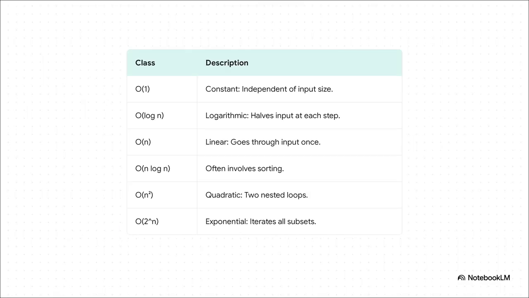O of 1 is the absolute holy grail. It's instant no matter how big the input is. O of log n is incredibly fast. This is what you get when you can cut the problem in half at every step. O of n and O of n log n are fantastic. These are your targets for most problems. Now once you get to O of n squared, you gotta be careful. It's okay for small inputs, but it gets slow fast. And O of 2 to the n, that is the danger zone. It becomes unusably slow almost immediately.